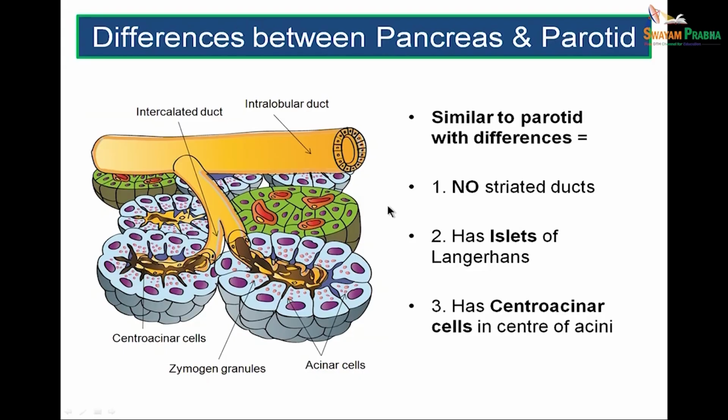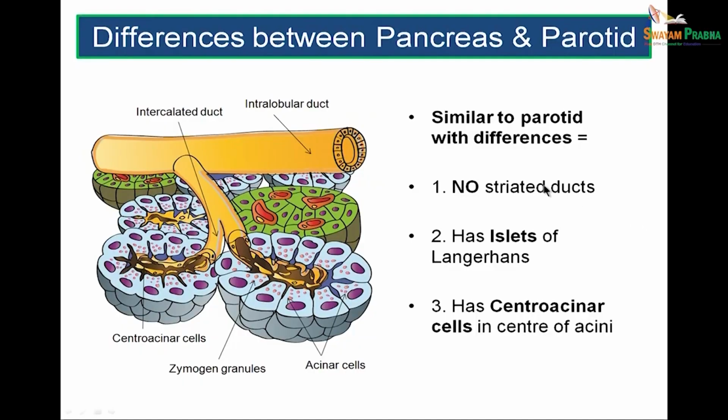What are the differences between the pancreas and the parotid? So, the exocrine pancreas and the parotid gland. Parotid is a salivary gland. It is a serous type of gland and can look very similar to the pancreas exocrine part. But there are differences. For example, in the parotid gland there are striated ducts. There are no striated ducts in the pancreas.